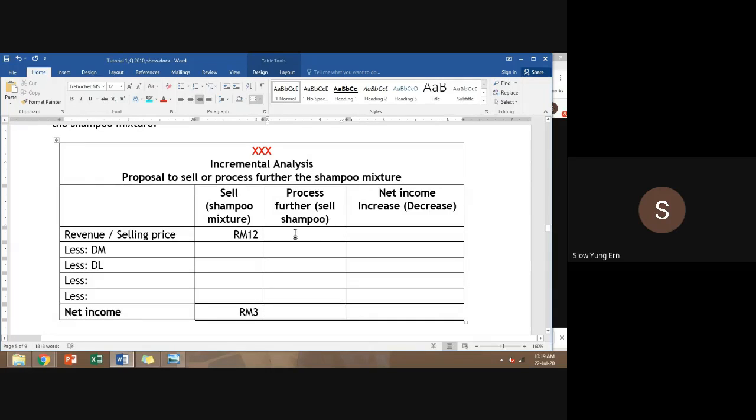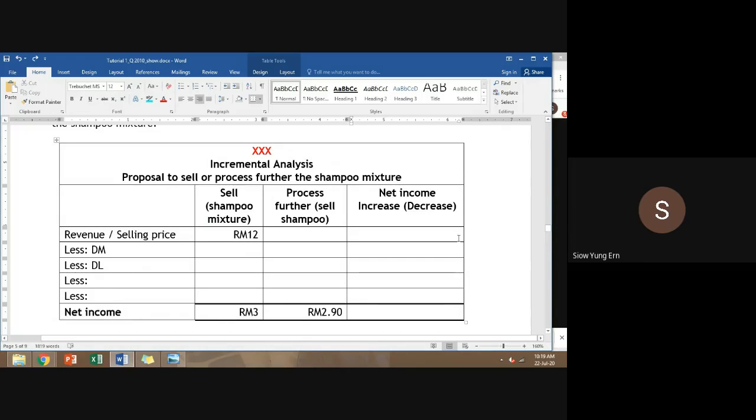So same thing, take your selling price and then minus all of your costs, you will get your net income. So Hui Sin, what do you get for net income? Correct, 2 ringgit 90 cents. You take your revenue, less all of your cost, you will get 2 ringgit 90 cents. So now let's do your net income increase and decrease.